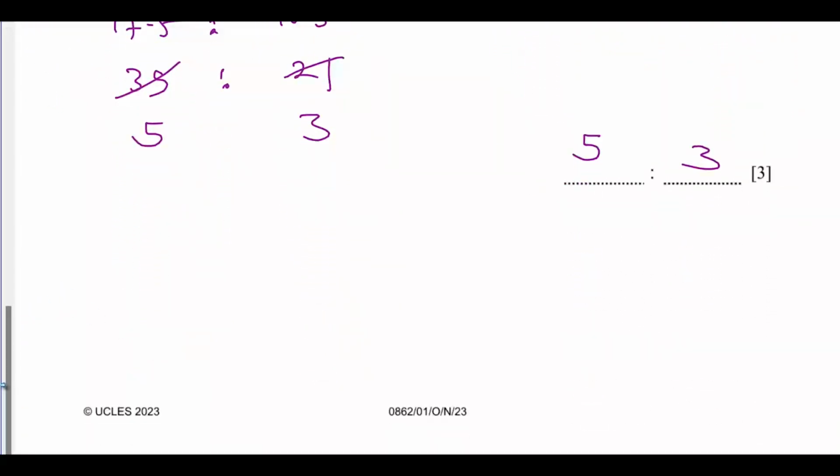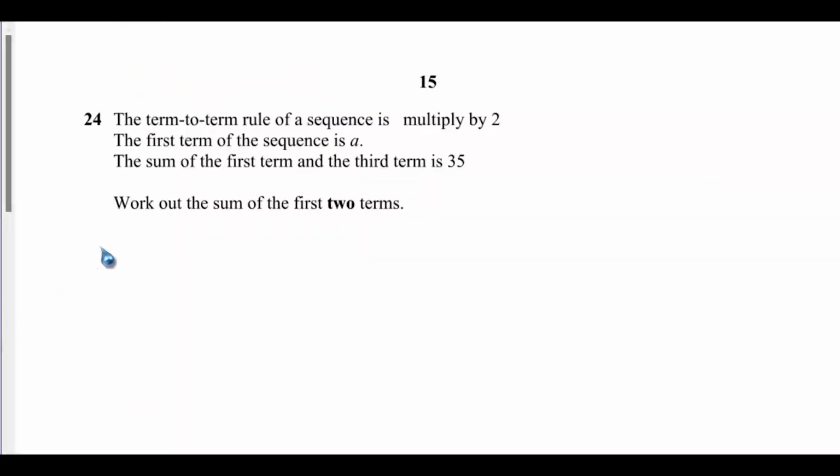So let's go to the next question. That will be question 24. The term-to-term rule of a sequence is multiplied by 2. Okay, so the first term of the sequence is A. So if the first term is A, then the second term will be 2 times A. That will be 2A. So the third term will be 2 times 2A. That will be 4A, and so on and so forth.